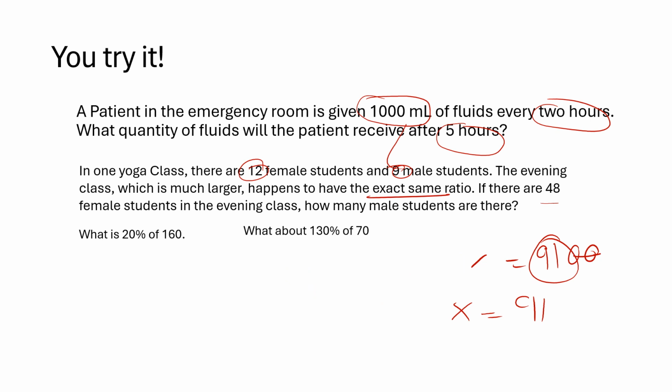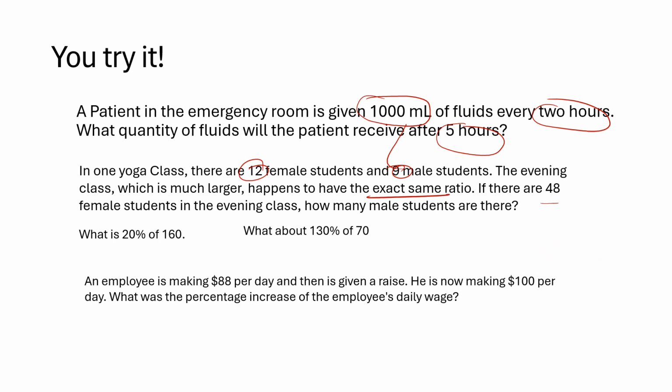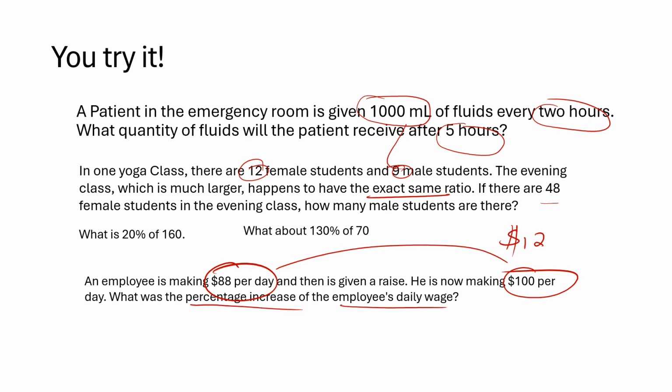Let me erase this. So now we're doing: an employee is making $88 per day and he's given a raise. First off, gonna understand this raise is $12. What percentage increase was his daily wage? So a good way to do this, the formula is the new amount minus the old amount, over the old amount again.